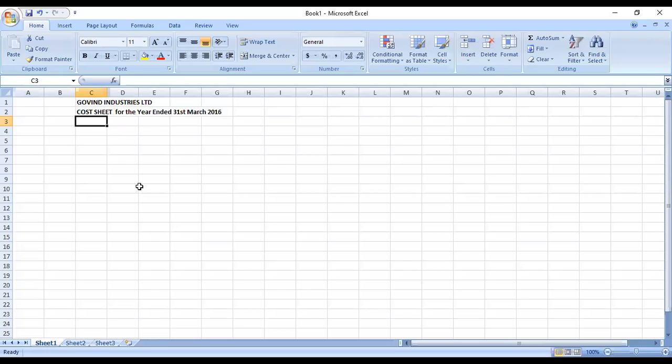What about the production unit? The production unit, I think, is not given. Even the opening stock is not given. There are many reasons for that. For the company having no opening stock, it means there is no closing stock, or the company has just started.